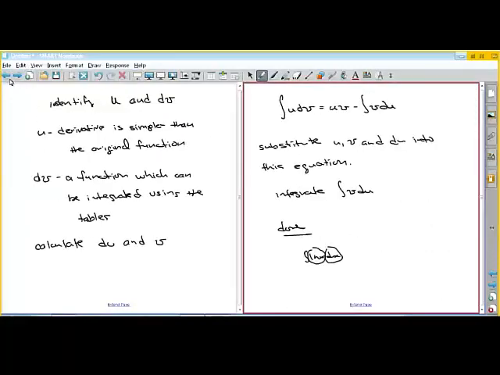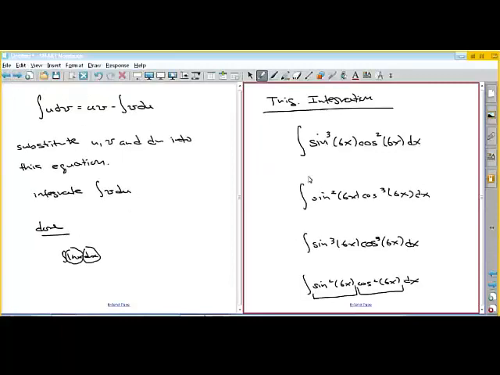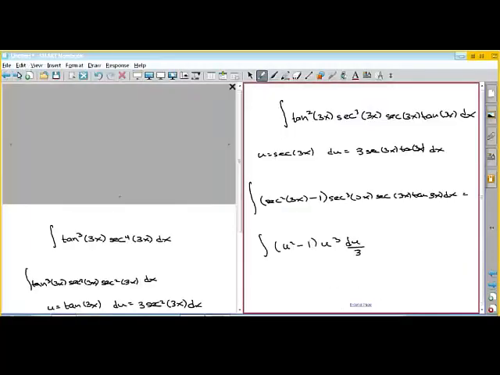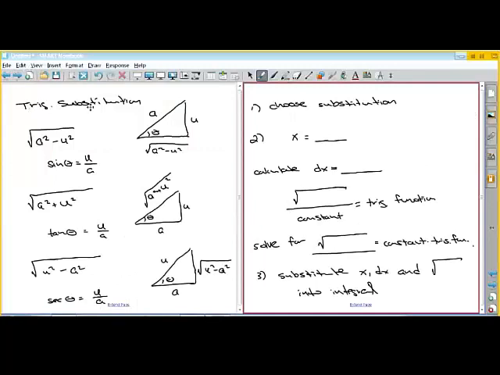You're going to have an integration by parts problem. You're going to have a trig integration problem that involves sine and cosine. Just look at the exponents, decide what to do. You're going to have a trig integration problem that involves tangent and secant. So we looked at the two options. We've got the trig substitution problem.